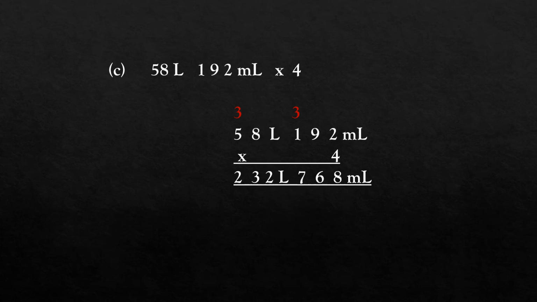Then see the liter part and write liter in the column also. 4 8s are 32, 2 you write in the answer part and 3 as carry. Now 4 5s are 20 plus 3 carry, that is 23. So total answer is 232 liters 768 milliliters. Always start from milliliter part and then move towards liter part.